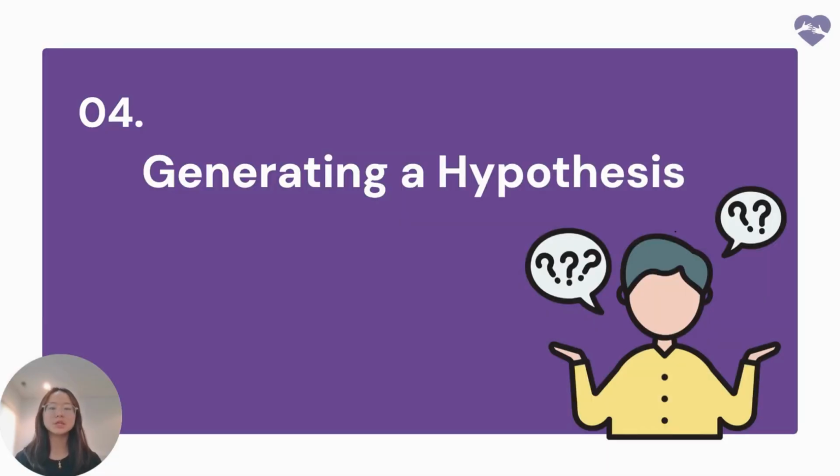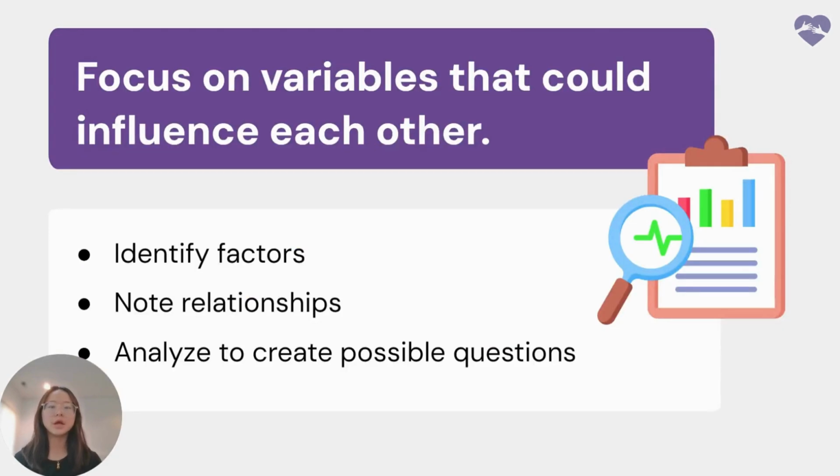Now, let's discuss how to formulate a hypothesis for your research. To create a solid hypothesis, the first step is identifying variables that could potentially influence each other. Begin by asking yourself, what are the key factors in your research topic that could interact? Once you've identified these variables, examine the relationships between them. Are there clear connections or patterns? Could one variable affect another directly?